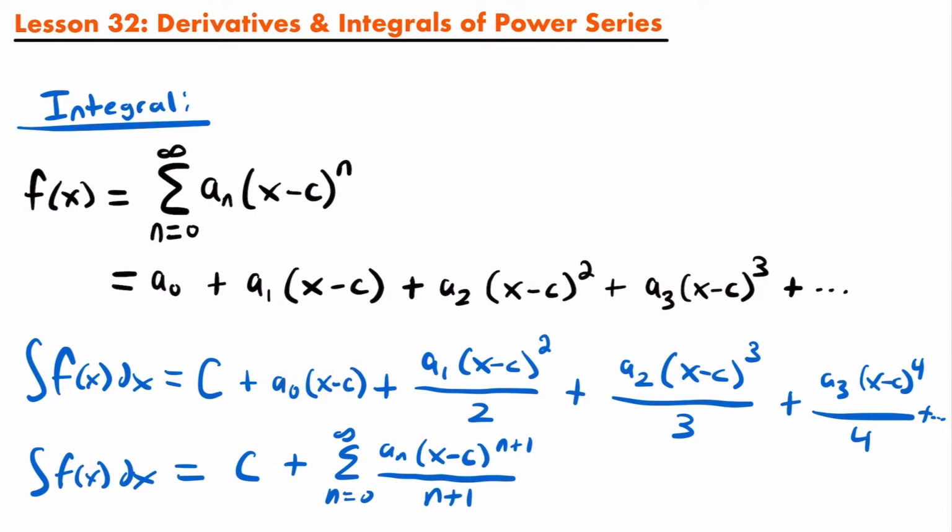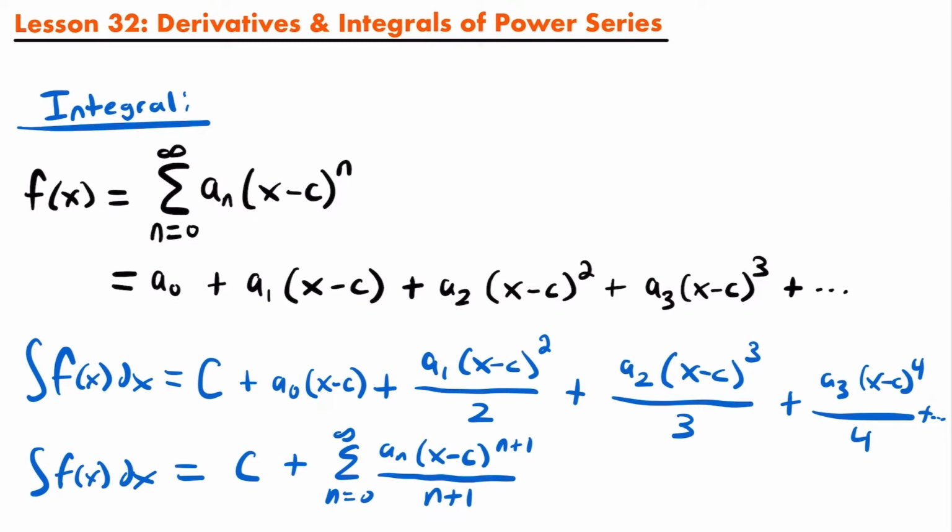If we look at what happens when n equals 0, we'll have a sub 0 times (x minus c) to the power of 0 plus 1. That would just be the first power. So we would have (x minus c) to the first power, just like we have right here. And in the denominator, we would have 0 plus 1. And so we're just dividing everything by 1, which doesn't change anything. And so this represents the first term when n equals 0.